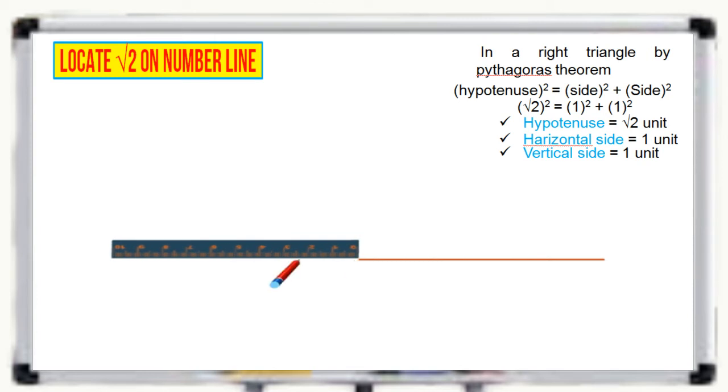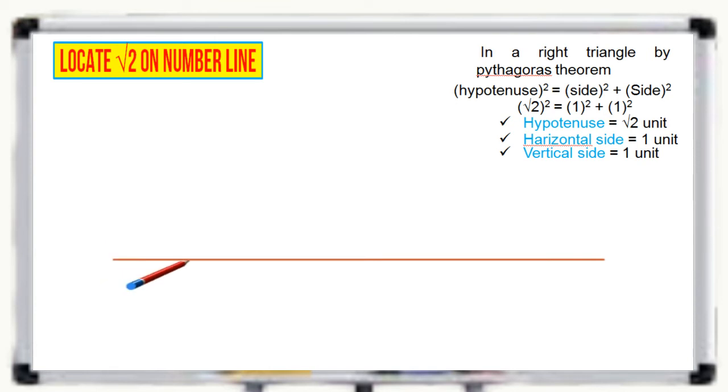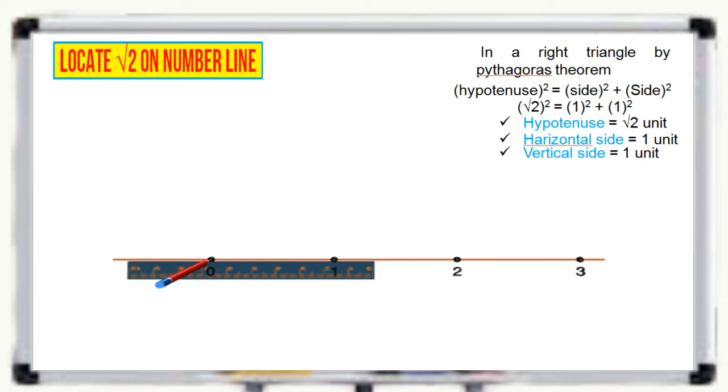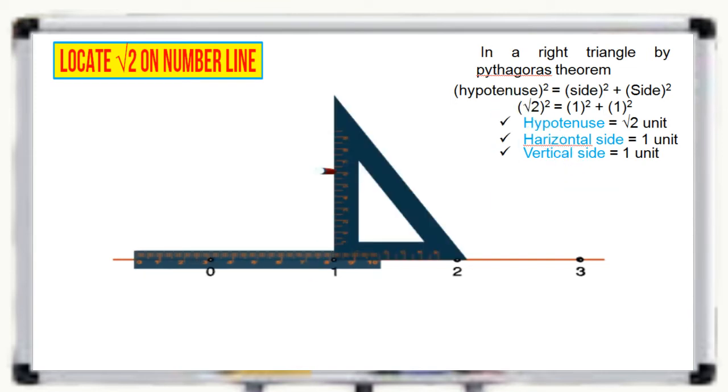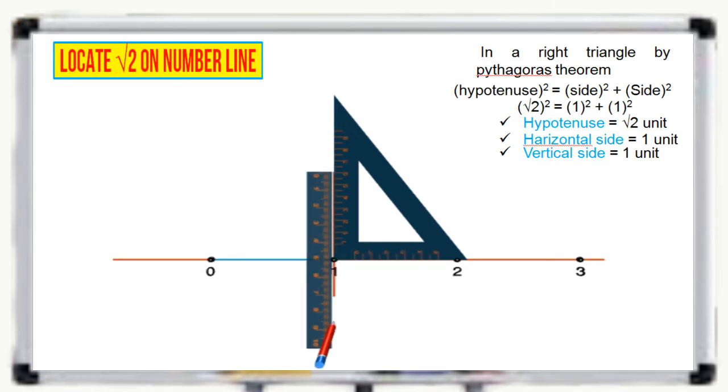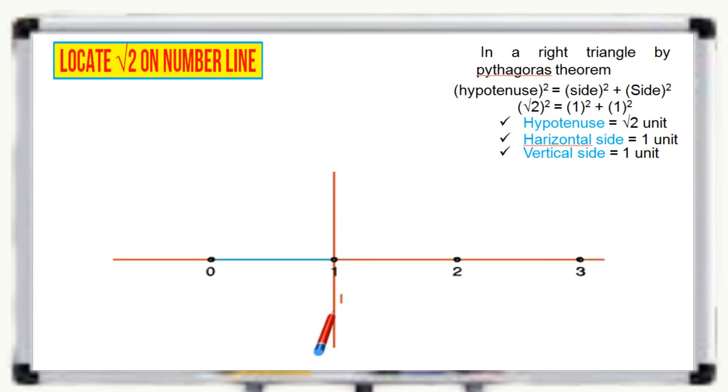Here we have to take only the positive side of the number line, because the given irrational number is positive. Then we have to divide the number line into equal parts and write positive numbers from 0. Here the horizontal side is 1 unit. We have to draw a horizontal line from 0 to 1. So at 1 we have to draw the vertical side. Here we have to take the vertical side as 1 unit.